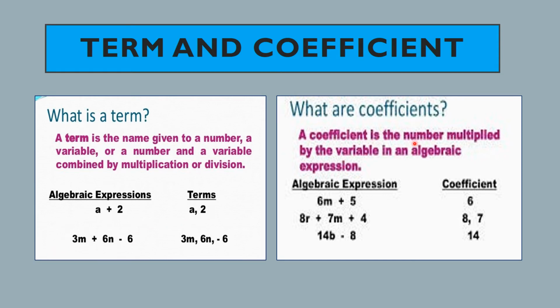Now a coefficient we have already defined. Again, we can see a coefficient is a number multiplied by a variable in an algebraic expression. So here some examples are shown. 6m plus 5. So here the coefficient is 6. 8r plus 7m plus 4. The coefficients are 8 and 7. And in this example, 14b minus 8, the coefficient is 14. So the number multiplied with the variable is the coefficient.